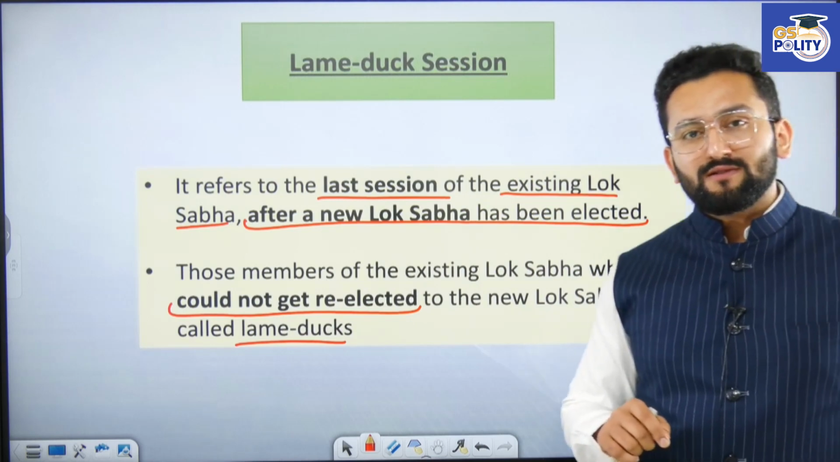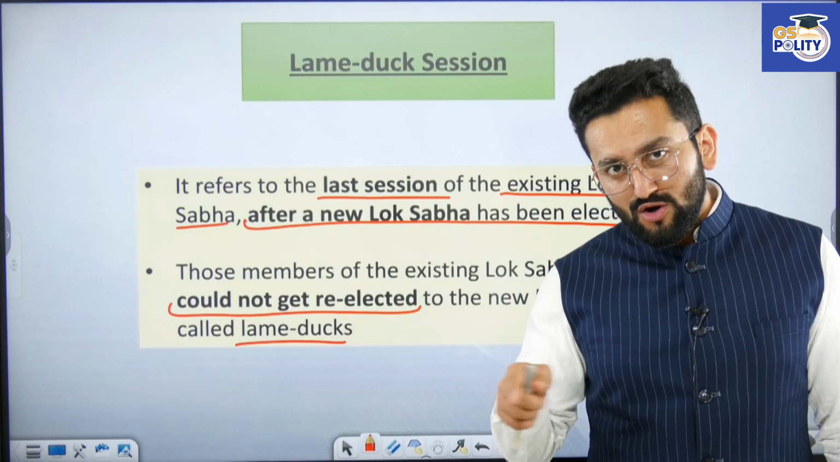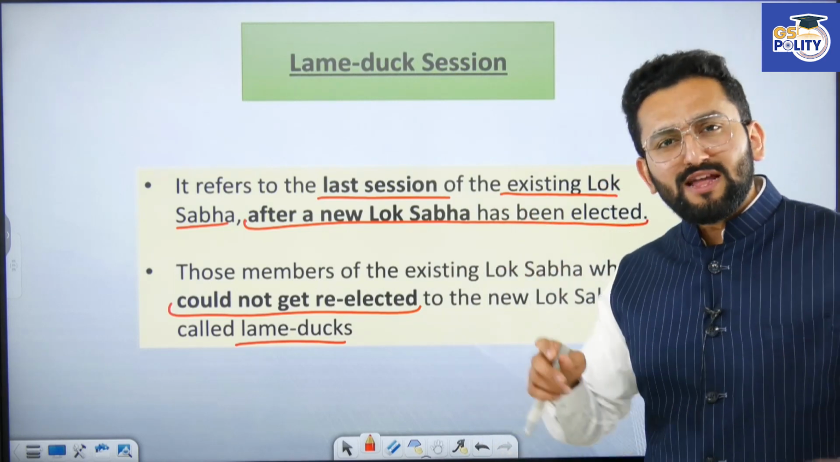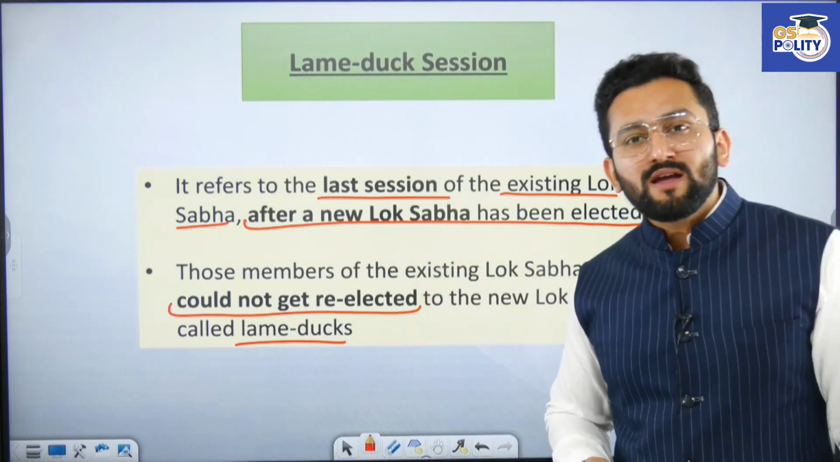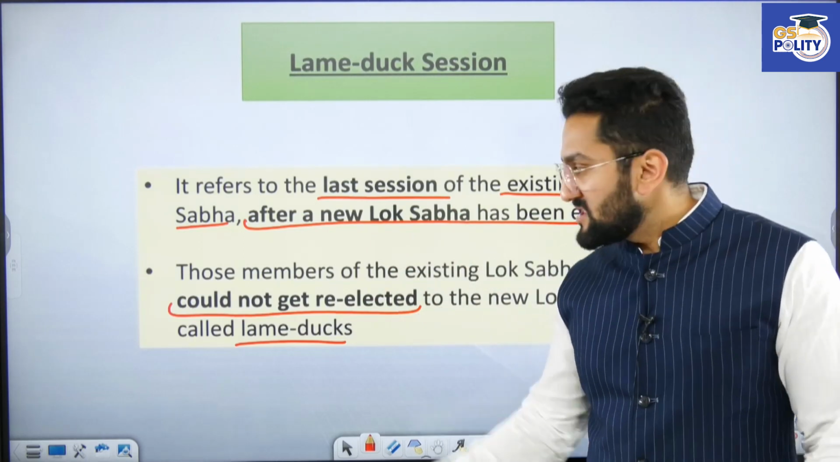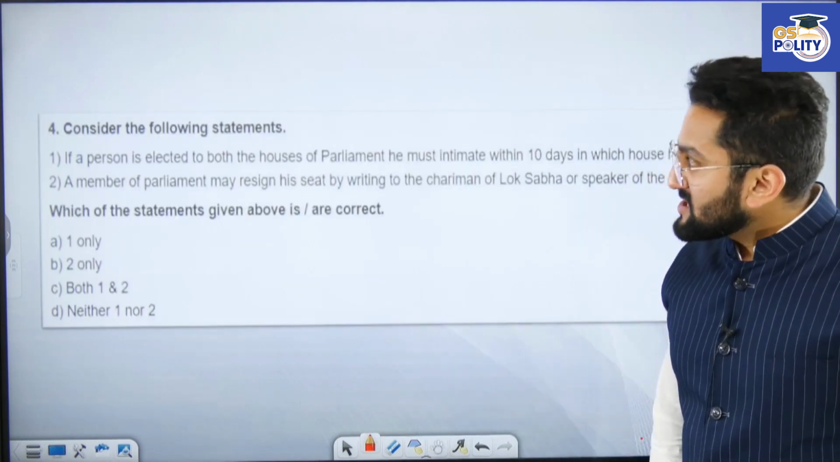Lame duck session. Consider elections are done, and the ongoing Lok Sabha is conducting its last session. It's like a farewell. So this farewell session is known as the lame duck session. Why? Because there may be many members who could not get re-elected to the House, and they are called lame ducks. Now attempt this question.